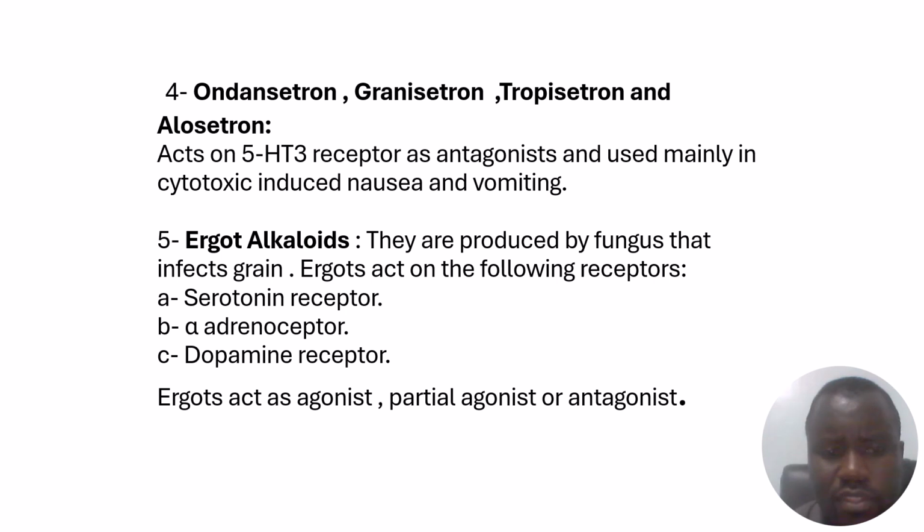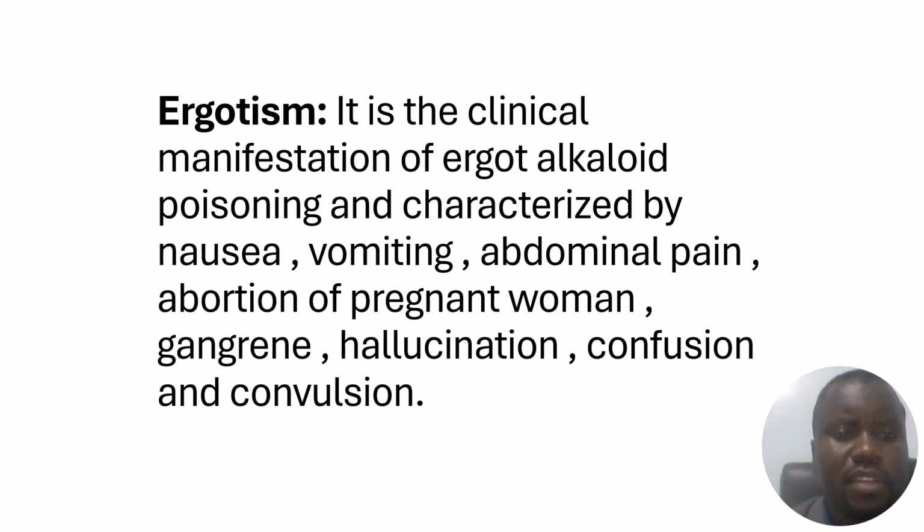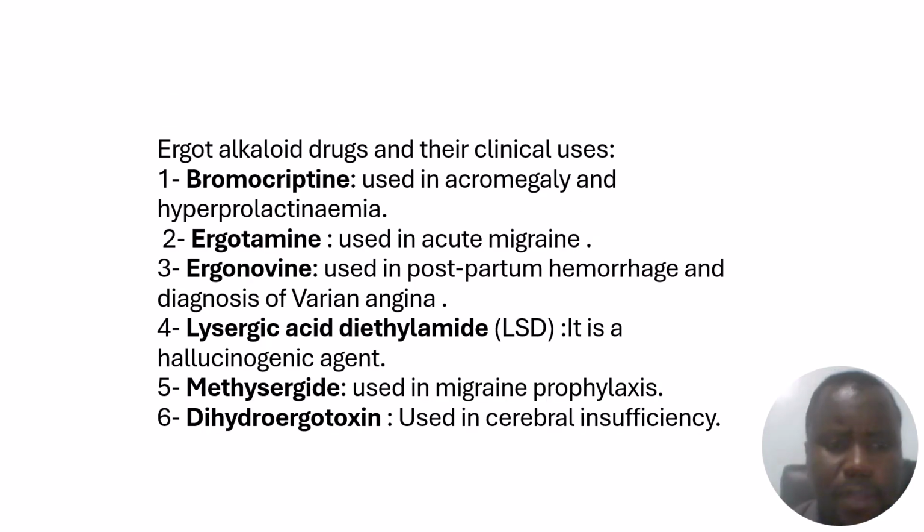The ergot alkaloids are also very important as antagonists, but some of them are actually agonists. They are produced from a fungus, which can infect grains. And so they will have effects on serotonin, on dopamine, and on alpha receptors. Ergotism is a condition that is produced by excessive effects of these alkaloids, leading to nausea, vomiting, abdominal pains, abortion for pregnant women, hallucinations, confusion, and convulsions or fitting.